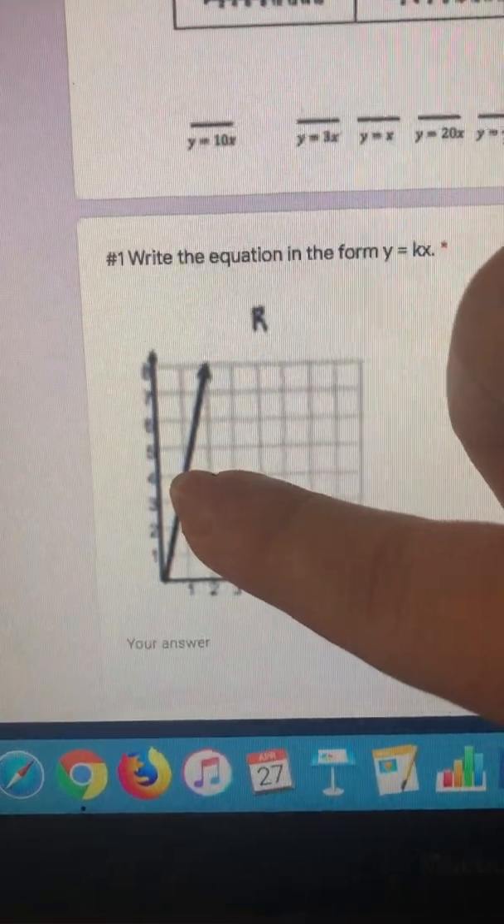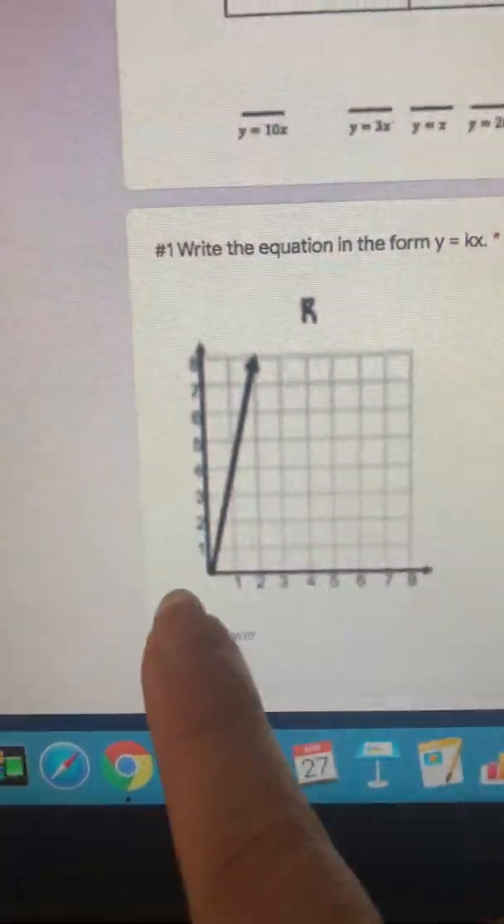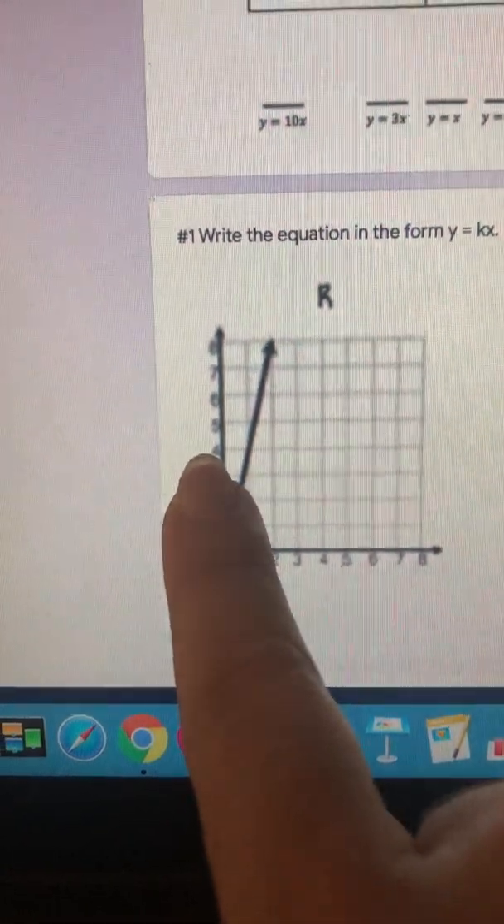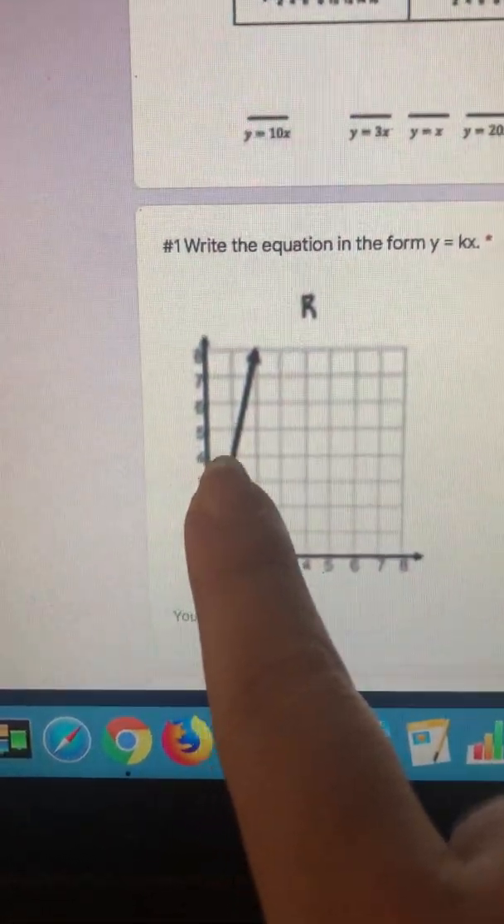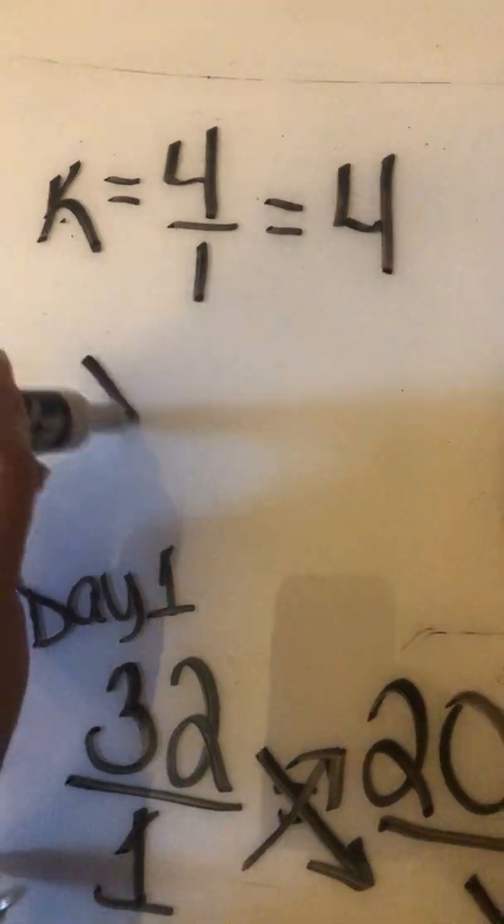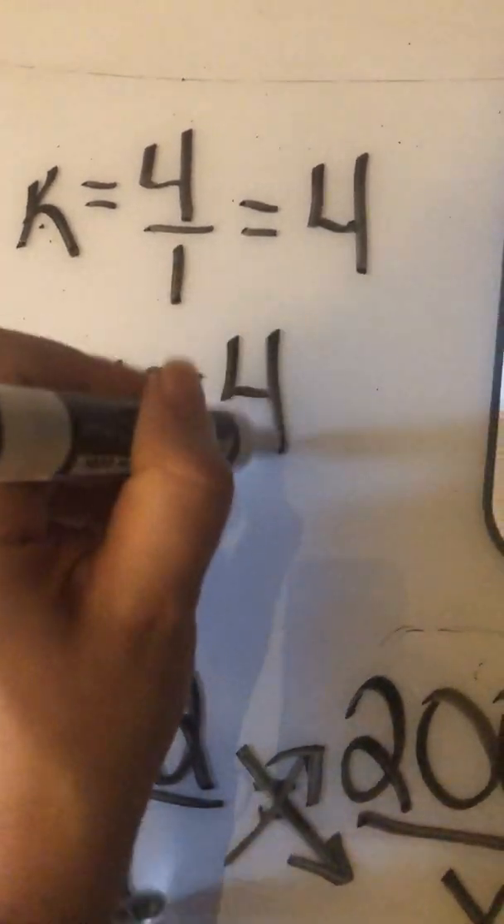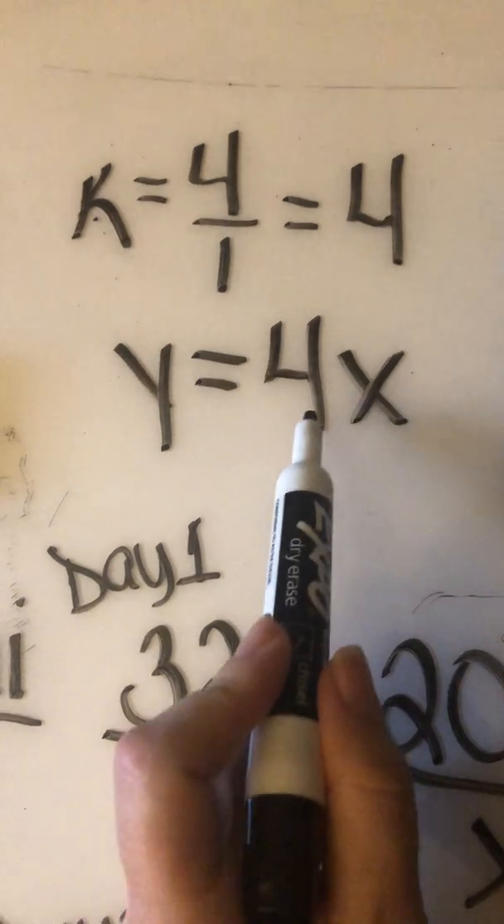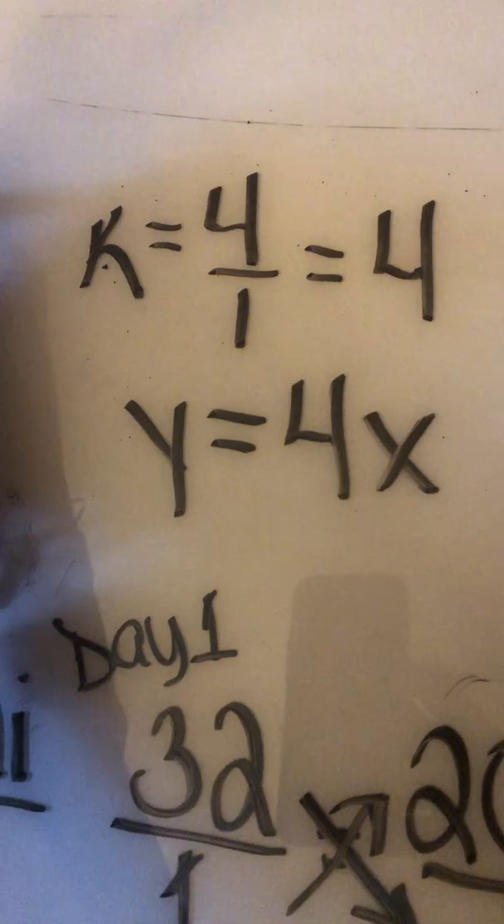Now 1, 4 is not my constant. My constant is going to be how many did I go up, which was 4, and how many did I go over, which is 1. So for number 1, our constant is 4 over 1 or just 4. So our constant for number 1, which is k, is 4 over 1 or 4. And then to write it as an equation, it would be y equals 4x because we always replace k with the constant that we came up with. So this is the answer to number 1 in the riddle.